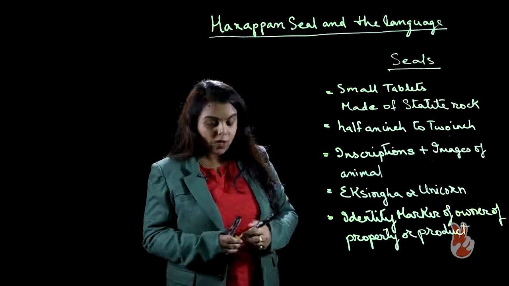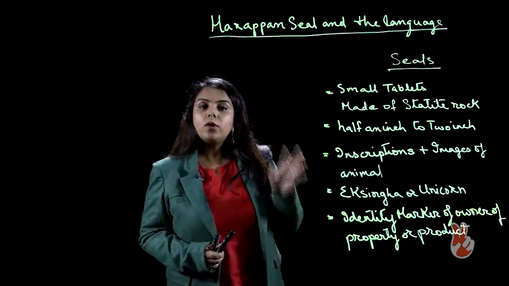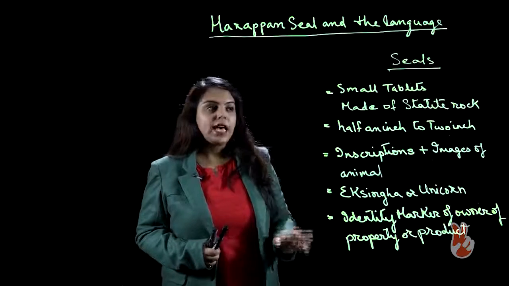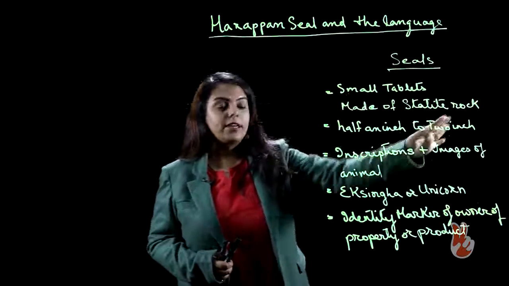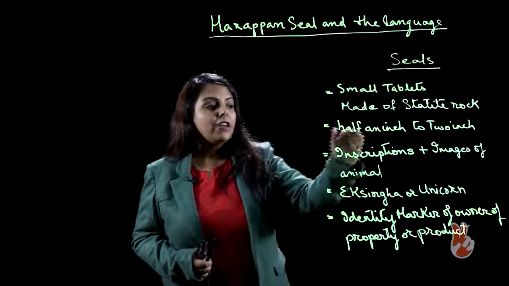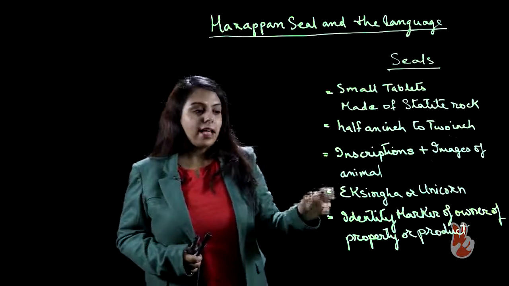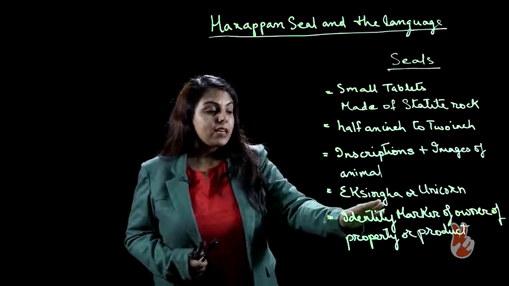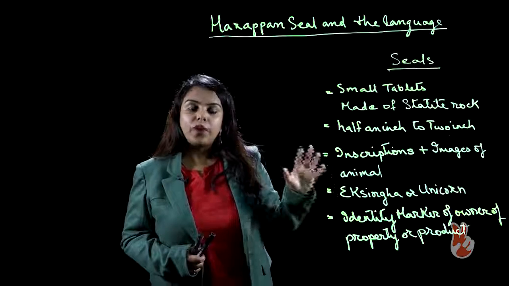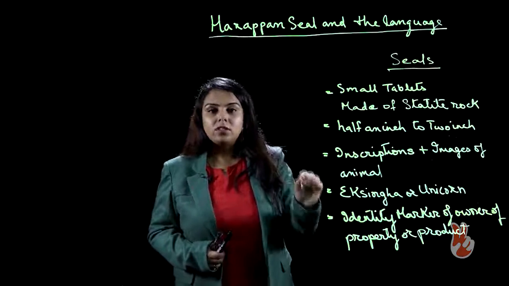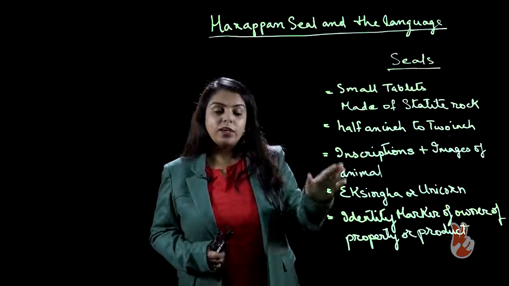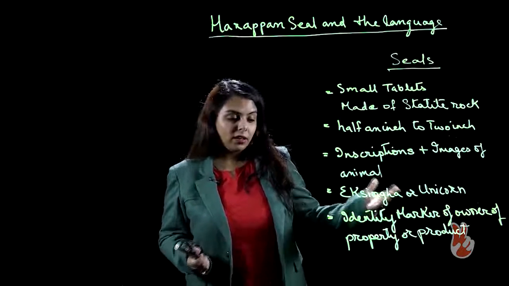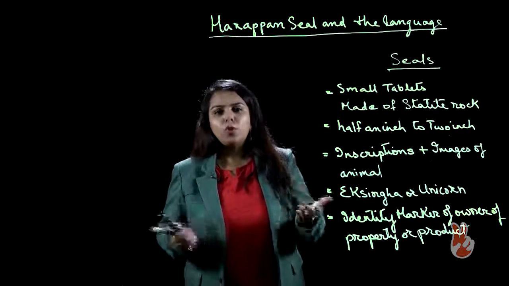So, let us revise what the seals are. First of all, seals are the most important archaeological evidence that we have found in the Harappan sites. They are small tablets made of steatite rock, which is a soft rock. They are half an inch to 2 inch in size. The seals carry inscriptions and images of animals. Ek singha or unicorn is the most famous animal which is imprinted on such seals, and these seals were used as identity markers of owners who had certain property or product to export or to send to some other part.